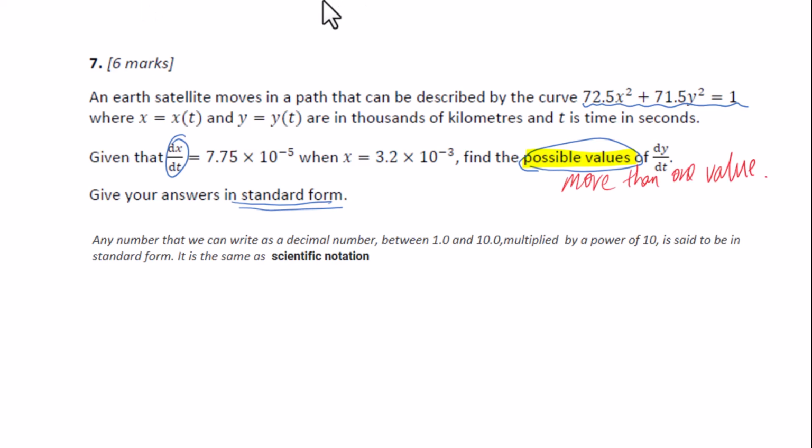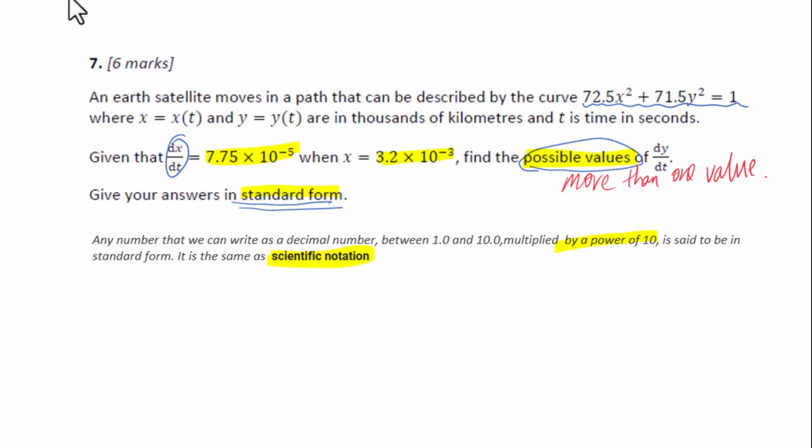Let's talk about standard form. Any number that we can write as a decimal number between 1.0 and 10.0 multiplied by a power of 10 is said to be in standard form. It's the same as scientific notation. This is a standard form. This is also standard form.